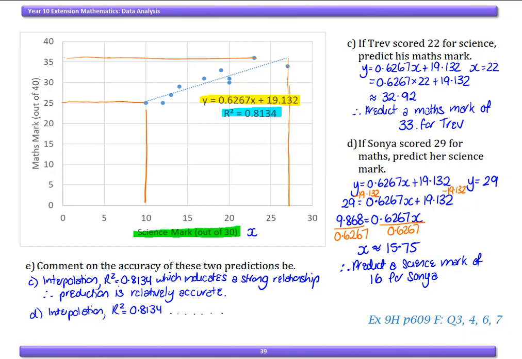Okay, if I wanted to predict Sonia's science mark if she scored 15 for maths, so just say she was down here, that would be extrapolation, and that would therefore depend on the relationship continuing beyond the data.